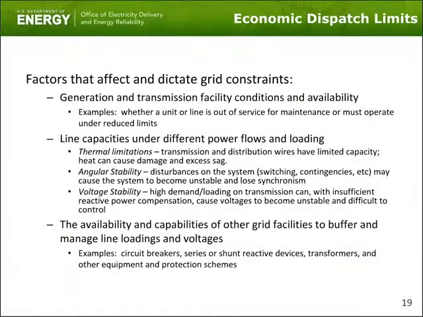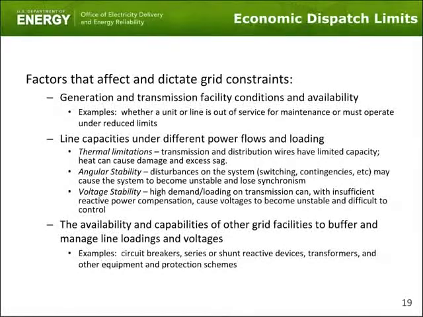So it's not just a matter of understanding the cheapest generation. You also have to look at the system limits, and that affects which generating plants are asked to produce electricity at a moment in time. Some of the factors that could affect these grid constraints include generation, transmission, facility conditions, and their availability. So there might be transmission lines that are out for maintenance, or they have to operate under reduced limits, and that might affect the way that the generation is dispatched and affects the flows on the system.